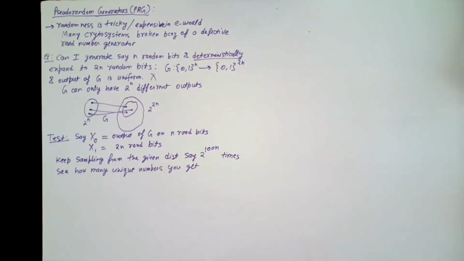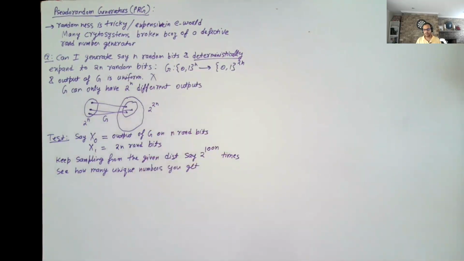Sir, I have a small question. Why does G have to map an element on the left side to only one element on the right side? Why can't it map randomly to a new element? It's a function. It's a deterministic function. It takes an input and it gives you an output. If it is deterministic, then on the same input, it will always give you the same output.